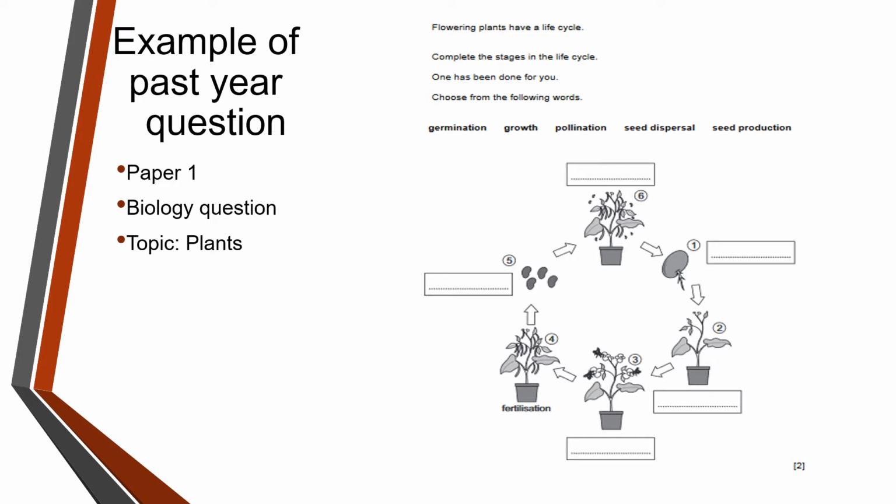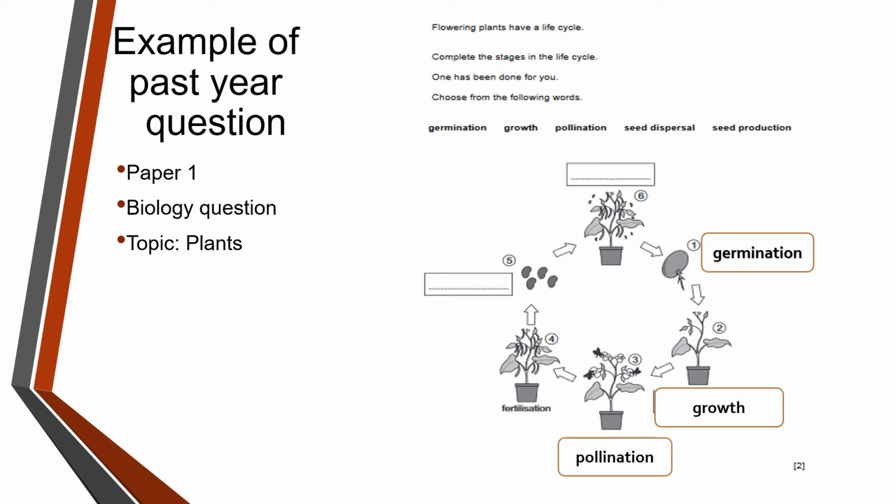Now using the words that are given here: germination, growth, pollination, seed dispersal and seed production. The first answer over here is germination, because you can see roots coming out from here. The second stage after germination is definitely growth, followed by, you can see insects such as bees over here. So this one is the pollination with the pollinating agent.